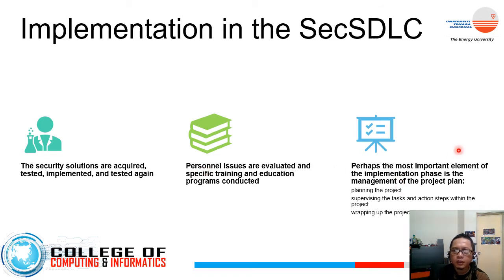And then the most important element is the management of the project plan. Now you want to plan the project, supervise, and also wrap up the project. Because you have the solution there, you also need to address the personnel issues and training. You also need to address in the long run who will be using the system, how you will do the patching, how you do the migration. So these are the things that you need to consider for the implementation phase.